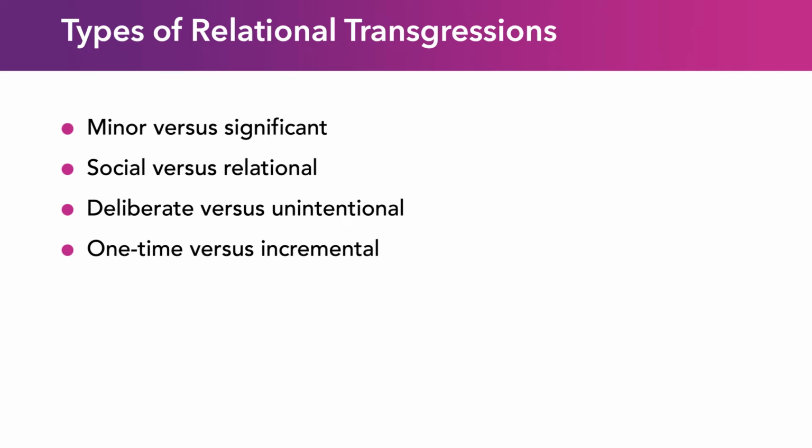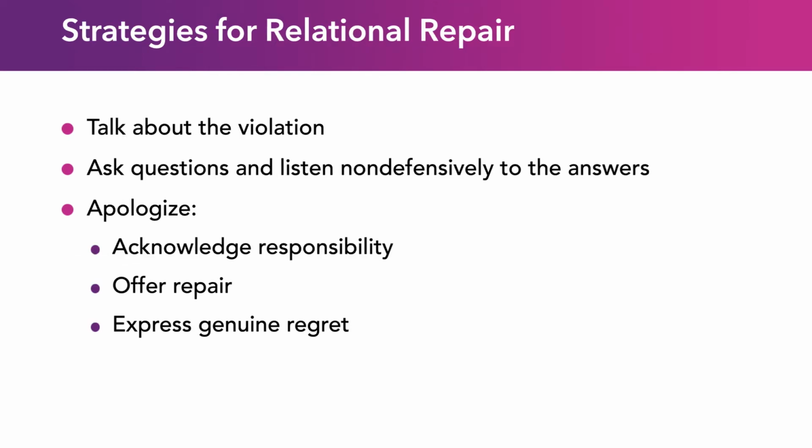Or was it something that was incremental, that happens over and over again? Okay, so I'd like you all to think about times that maybe, and I'm not going to ask you to share with the whole group unless you're comfortable, when either you or the other person in the relationship has committed these kinds of transgressions and how you felt about it, because this is going to lead us into the next section, which talks about relational repair.